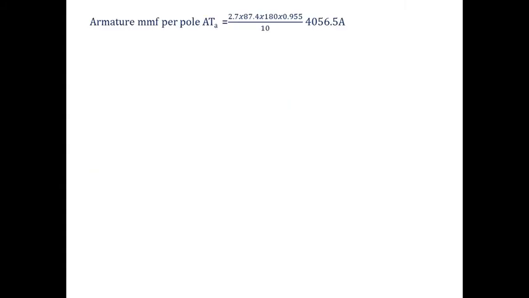Now armature MMF per pole, that is ATA, is given by equation 2.7: I phase 87.4 into turns per phase, T phase, into kWs divided by number of poles P. So you will be getting 4056.5 amps. So no load field MMF per pole ATF naught is nothing but SCR into ATA. So SCR value is 1.2 and 4056.5 amps, so you will be getting 4867.8 amps.